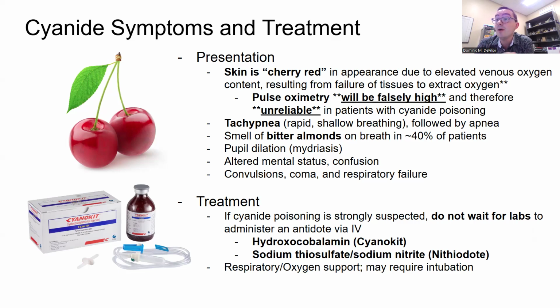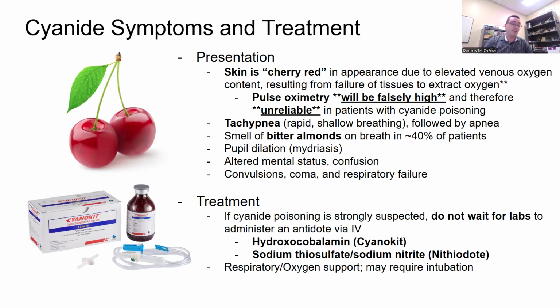So luckily, we do have a treatment for cyanide poisoning. If cyanide poisoning is strongly suspected, number one, don't wait for labs to administer an antidote via IV. That patient is going to die. You need to administer that antidote now. That antidote is called hydroxocobalamin, or Cyanokit, or sodium thiosulfate with sodium nitrite, that is the antidote kit. It binds to the cyanide within the person's system and it flushes it out of there. And it's a very, very effective antidote.